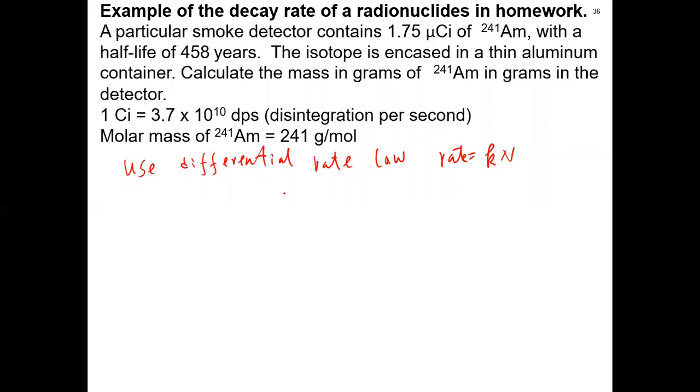And then once we get N, we can find out how much mass. So our complete plan for solving this problem is to use this equation to find N. Once we find the number of this radioactive isotope in the smoke detector, we can use Avogadro's number to change the number into moles. Then we are given the molar mass, so once we know moles, we can change into grams by using the molar mass.